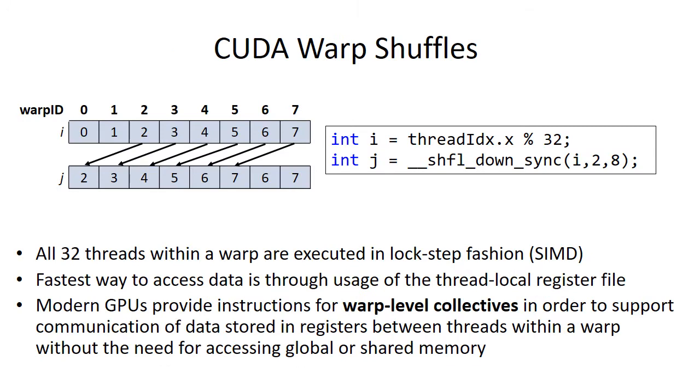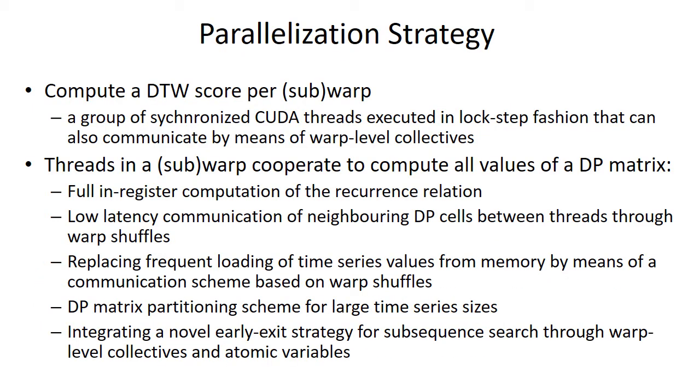Here a bit about the warp shuffle. The important warp shuffle operations in this work are shuffle down sync and shuffle up sync, where you can move a value stored in a register of a thread to other threads, either down or up. Important here is to the left neighbor or to the right neighbor, and this can be done with a single instruction. This is much faster than shared memory. So in our parallelization strategy, again, we compute a single dynamic time warping score per warp, or even subwarp if we use fewer than 32 threads.